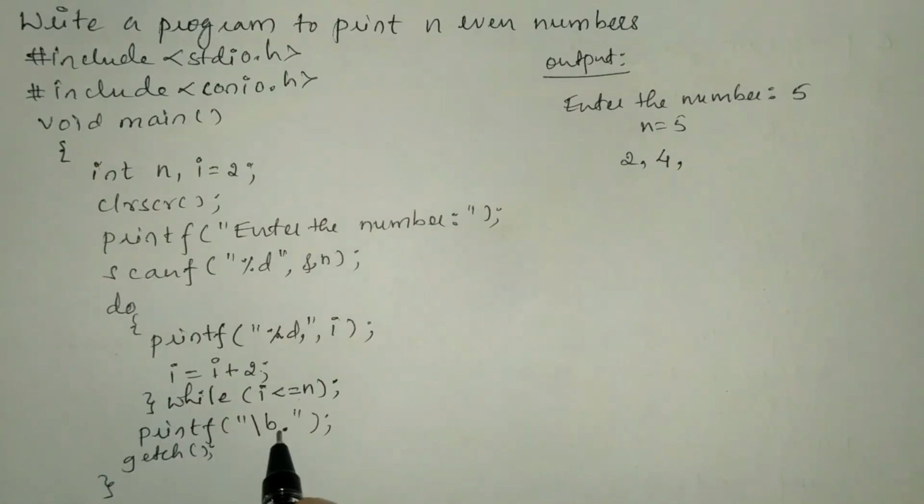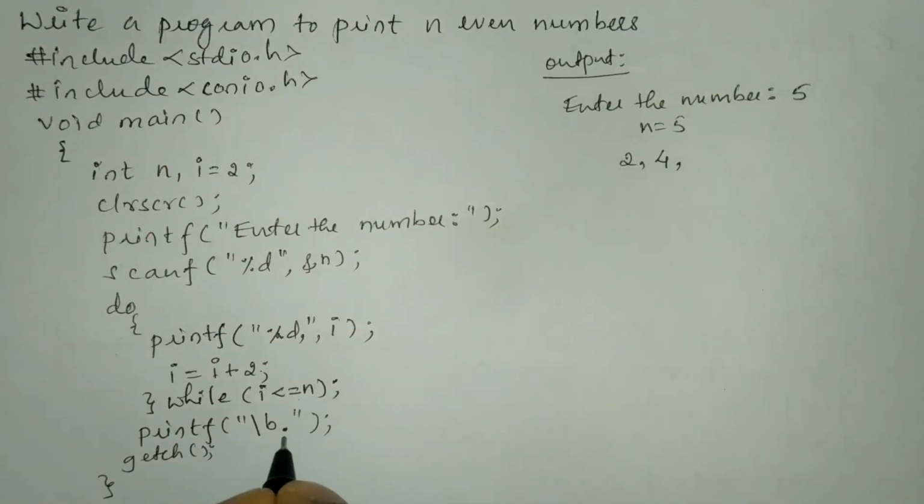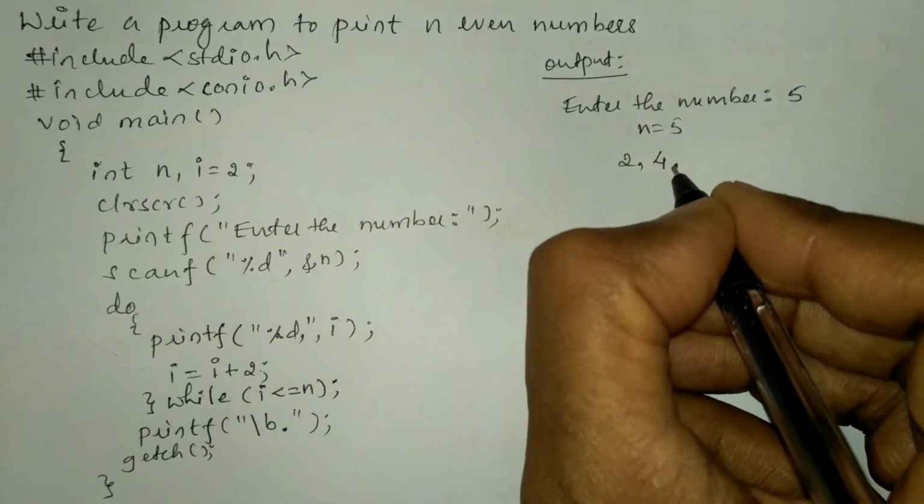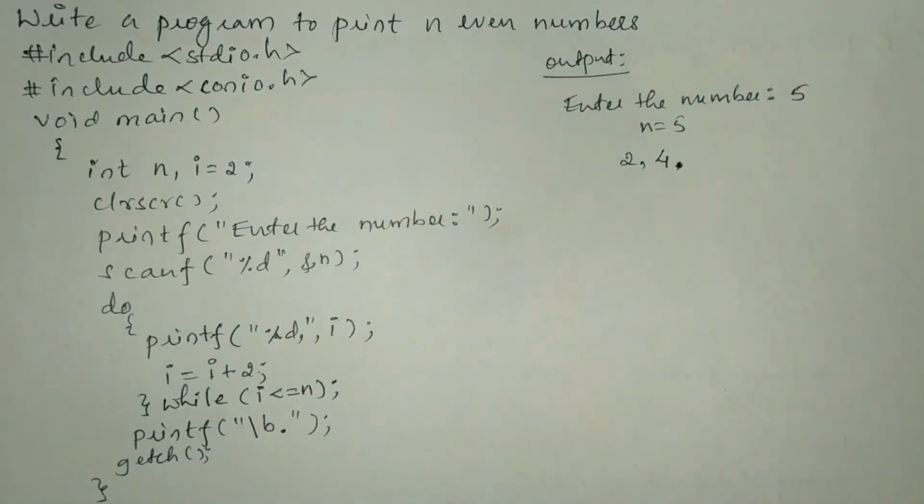It is going to print the next statement. What is the next statement written over here? printf \b, which is going to provide the backspace. Backspace means what? It is going to remove this comma, and then it is going to put the full stop. Here it will be a full stop after removing the comma. So 2 comma 4 full stop will be printed.